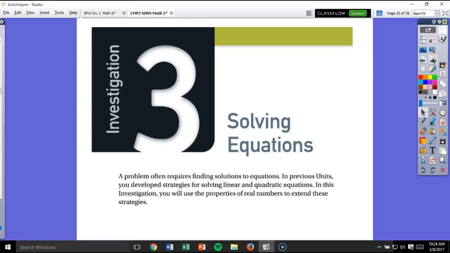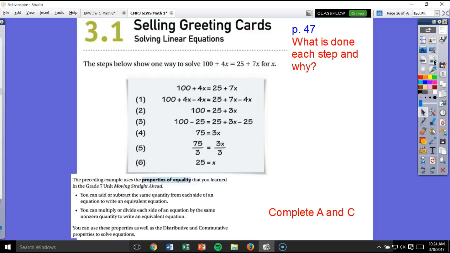As we get started here on page 46, we talk about solving equations and that a problem often requires finding solutions to equations. In previous units, we developed strategies for solving linear and quadratic equations, but in this investigation, we're going to use those properties of real numbers to extend these strategies that we've already learned about in our past units.